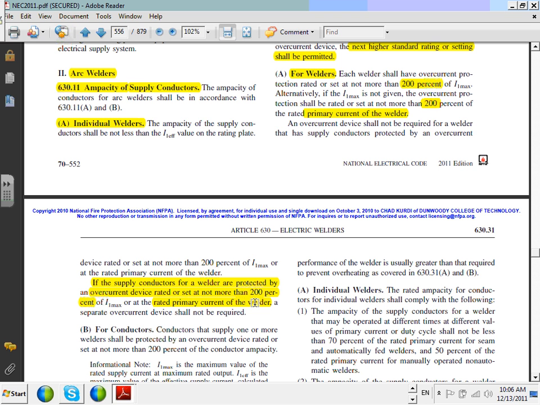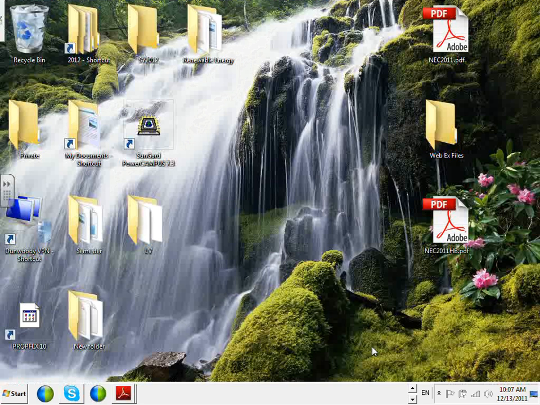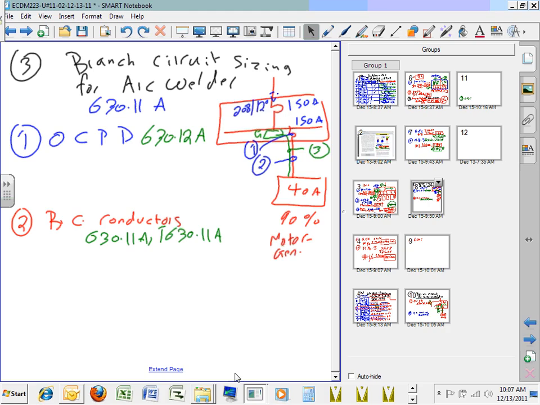To do one circuit breaker in the panel to protect the welder as well as the cable feeding the welder, you're going to do it the way we're going to do it in a second here. So I'm going to highlight, that's why I highlighted these. Let's go back to the presentation.